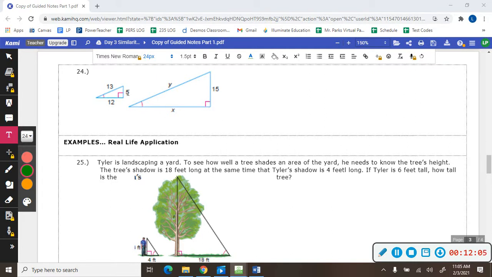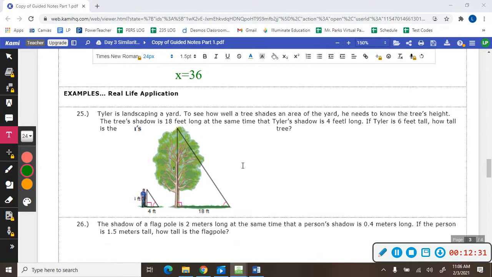So when I'm looking at this, 5 times 3 is 15. So I know my scale factor is 3. So I need to take 12 times 3, and I get x is 36. And I need to take 13 times 3, and I get y is 39. So I have my x, I have my y.